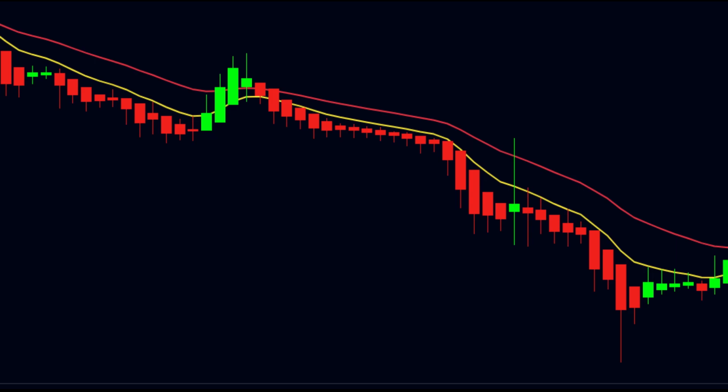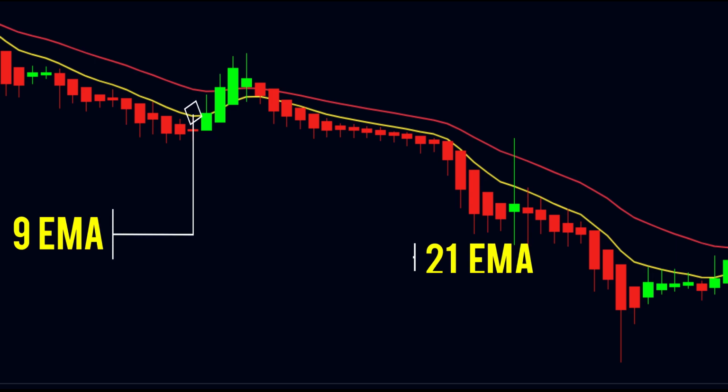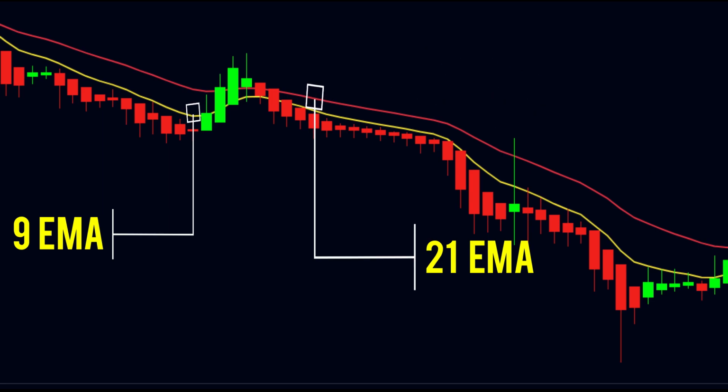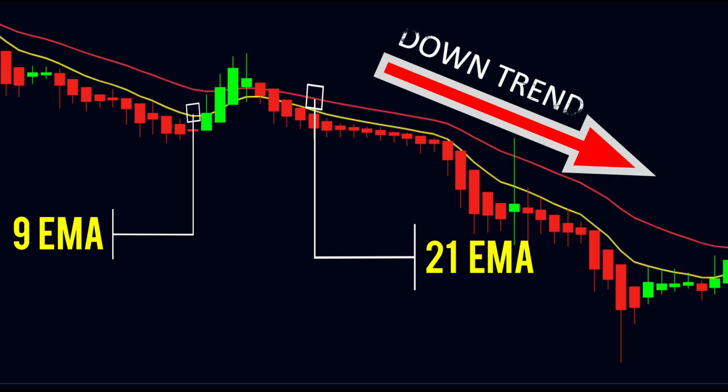Now here you can see a downtrend. Both the EMA lines are inclined at 45 degrees downwards. The 9 EMA line is below the 21 EMA line. During the downtrend, moving average works as resistance. Here in downtrend price may be rejected after touching the moving average.